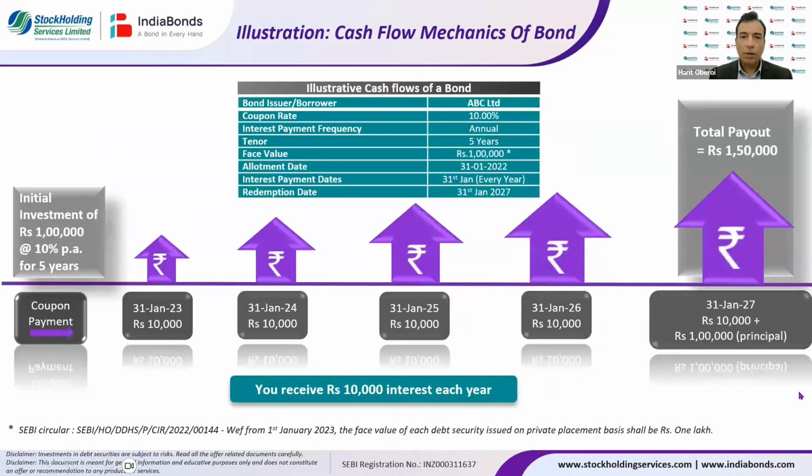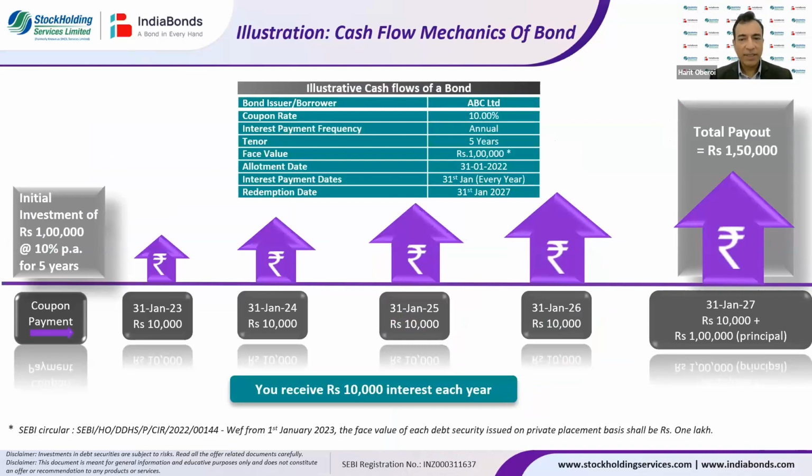Now let's look into the basic cash flow. अभी हमने जो भी पढ़ा theoretically, how it looks practically as a point of investment. Say for an example, the bond issuer is ABC Limited. It's a hypothetical name, not the name of an exact company. And he is interested in raising funds, and the coupon rate defined is 10%.